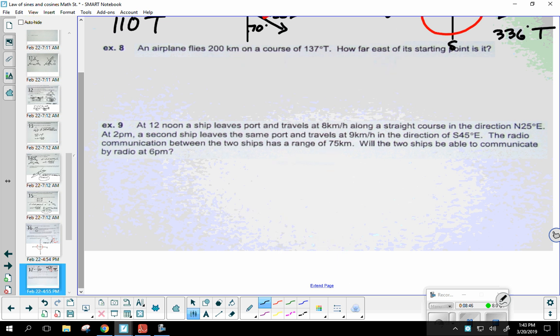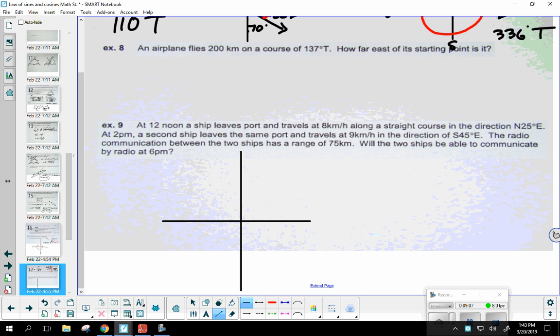Next problem. We've only got 2, and then we are done. So it says an airplane flies 200 kilometers on a course of 137 degrees true bearing. How far east of its starting point is it? Okay, so let me go ahead. I'm going to do this down here where I just have a little more room. And I can actually use this for both of my problems here. So it says it's going to fly on a course 137 degrees true bearing.